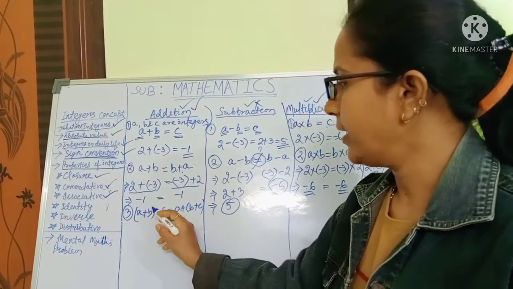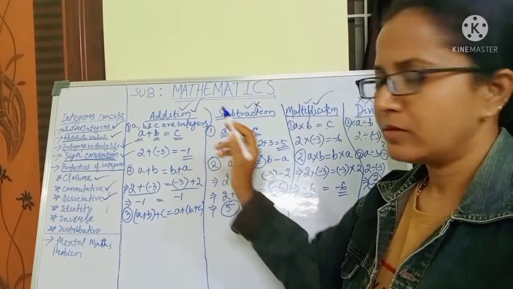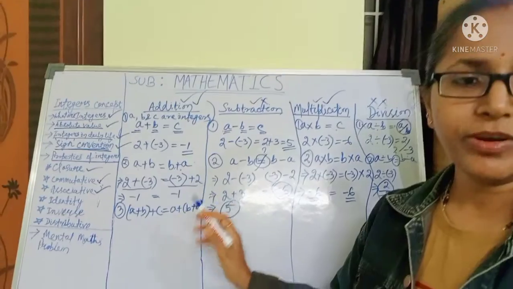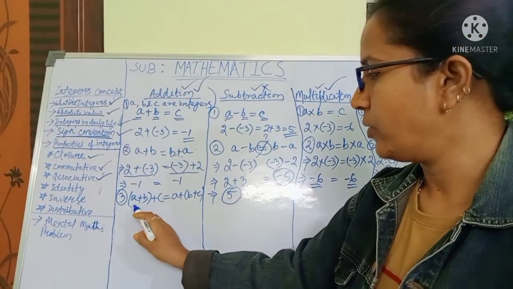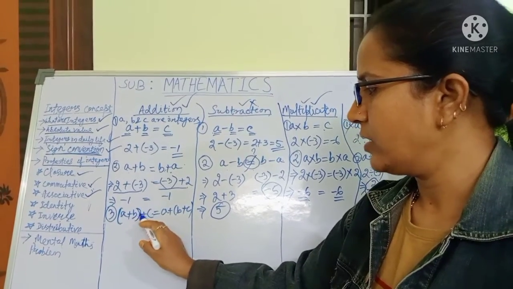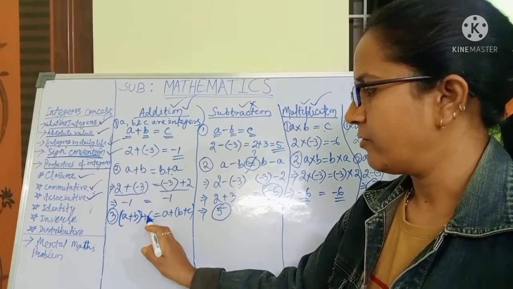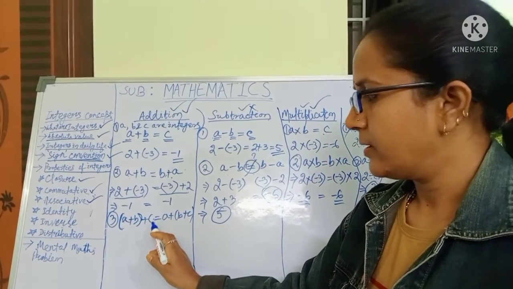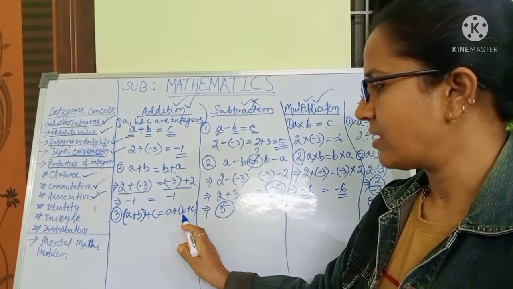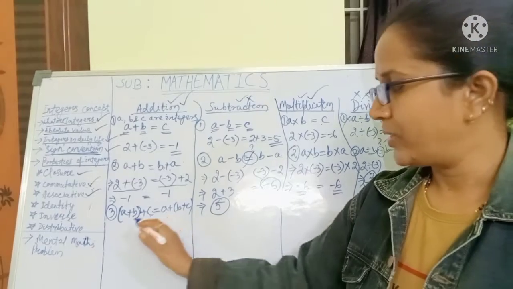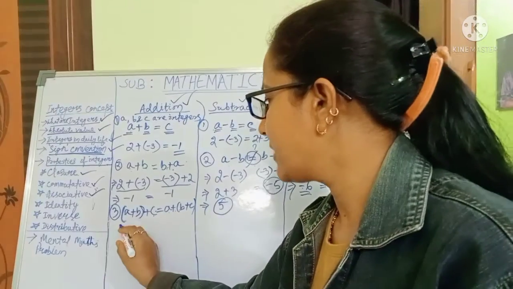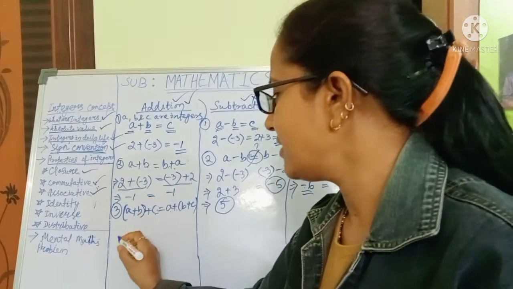If A, B, C are different integers, then if the sum of A plus B is added with C, will it be equal to A added with the sum of B plus C? Whether it is true or not, we will check now. We will check the same example. We will take C as another number.